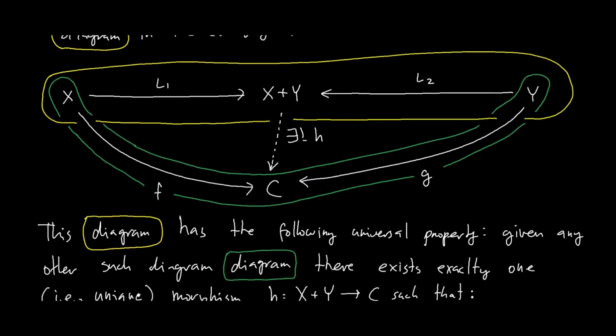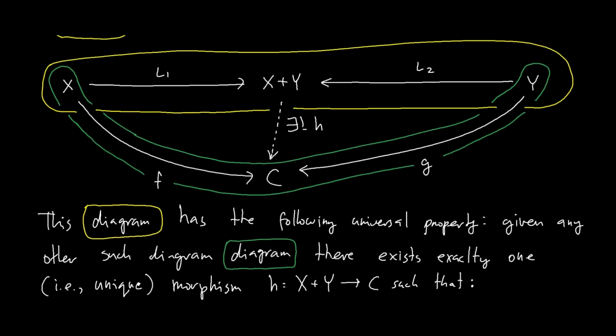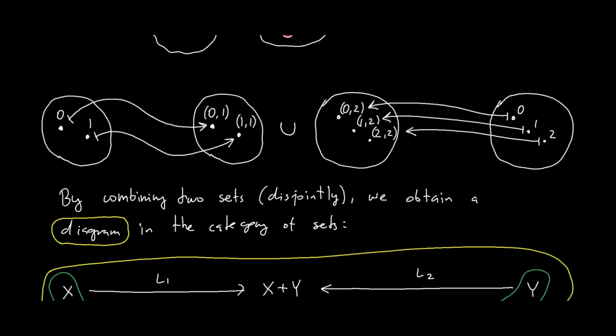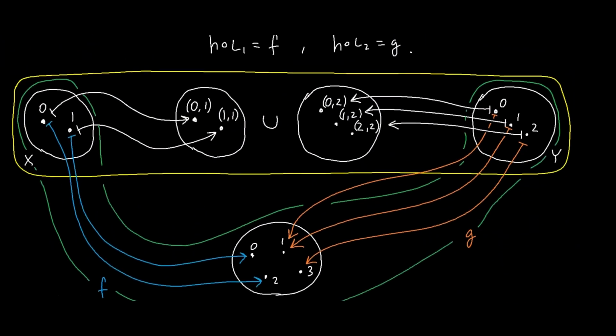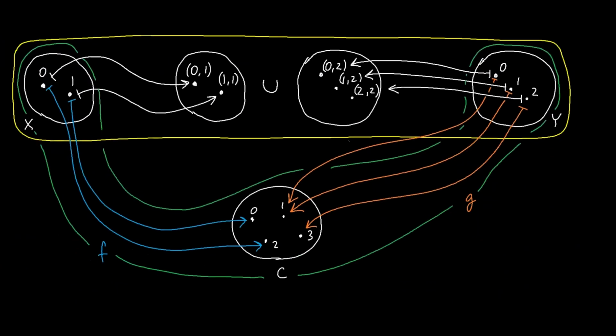So one thing we observed about addition is that we've got these maps, this one and this one, and so we get a diagram, let's say of this kind, the one that's yellow, and then it has this property that if I have another similar diagram, let's say the green one, there will be a unique way to link these two.